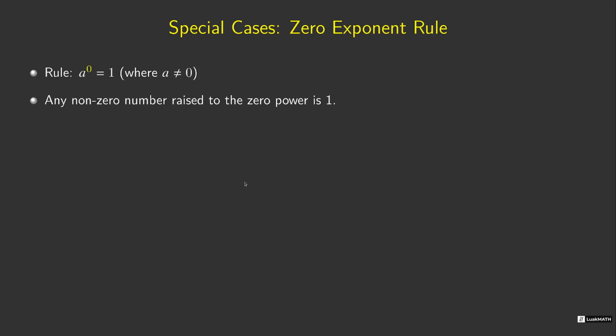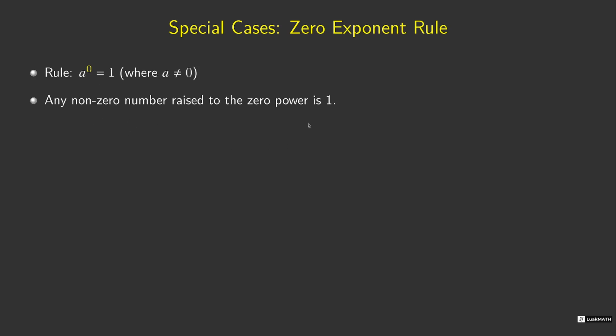Okay, now let's go to special cases, and we start with the 0 exponent. You've probably heard before that any number raised to 0 equals 1, but there's a caveat. The base cannot be 0. In fact, when a equals 0, this is undefined in mathematics. So please take note of that. Okay?